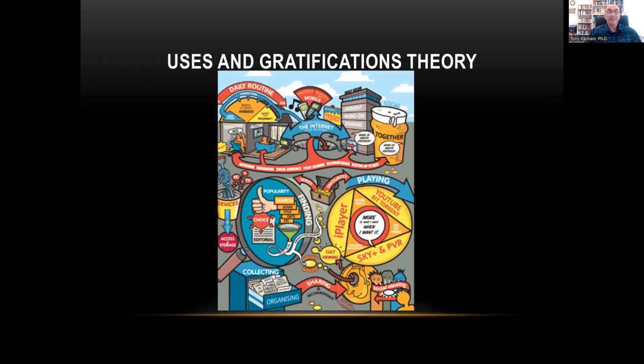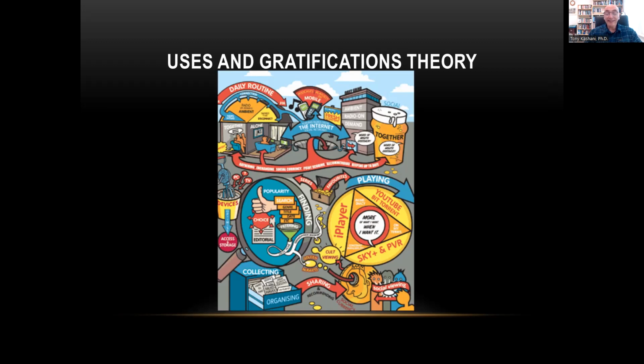The other one is the functionality part of this. Uses and gratifications theory examines the functional aspects of media consumption. It explores how media fulfill specific needs or functions for individuals, such as information seeking, social integration, personal identity, entertainment, or escapism. Number 4 is individual differences.